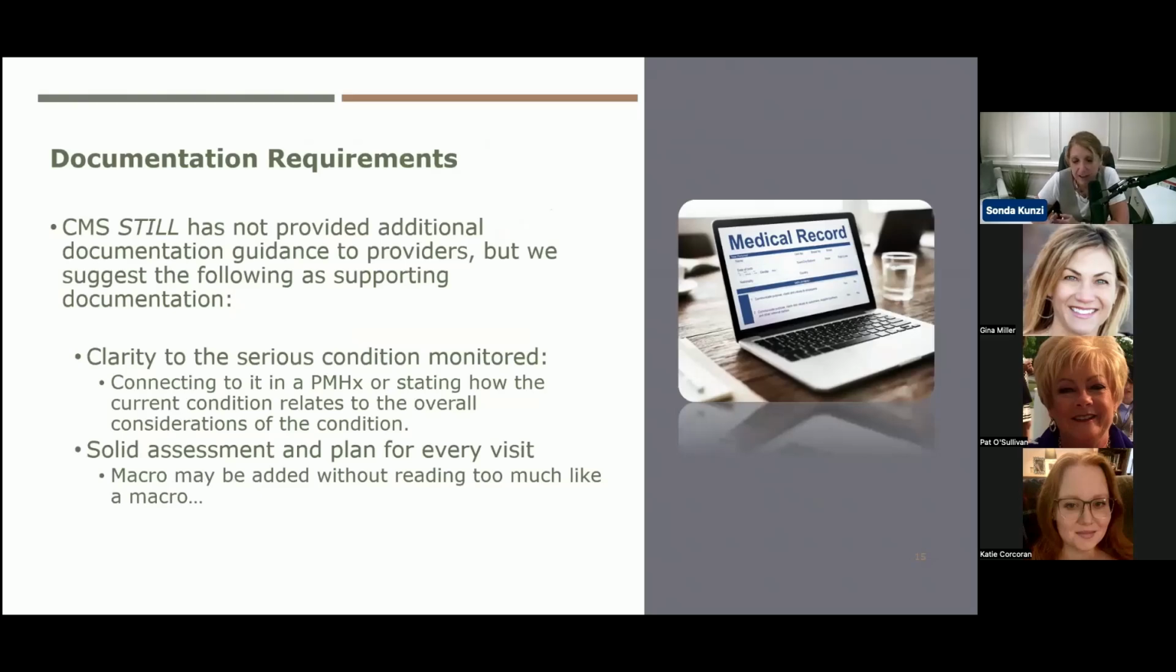So at this point, like I said, they still haven't really given us anything more than that. You just need clarity. Sometimes you'll find it in the past medical history. Sometimes you won't. It depends on your structure of what your evaluation and management looks like. It's always tough for auditors. We do like to say, please don't have 15 pages for a 15-minute encounter. It should be very succinct, very clear.